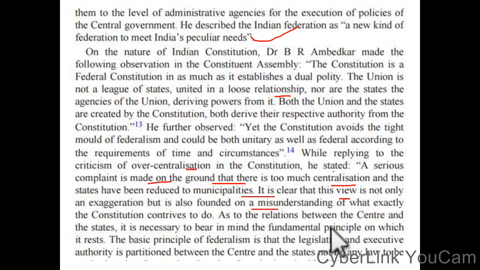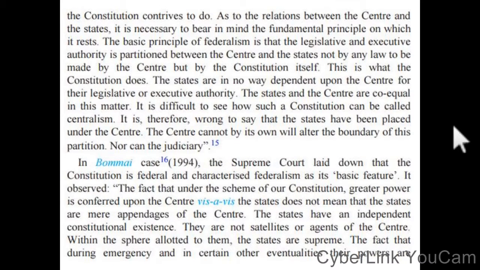As to the relations between the center and the states, it is necessary to bear in mind the fundamental principle on which it rests. The basic principle of federalism is that the legislative and the executive authority is partitioned between the center and the states, not by any law to be made by the center, but by the Constitution itself. This is what the Constitution does.